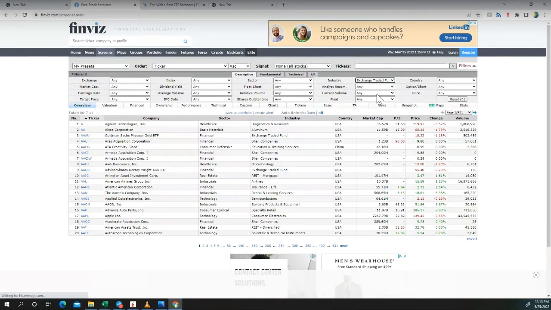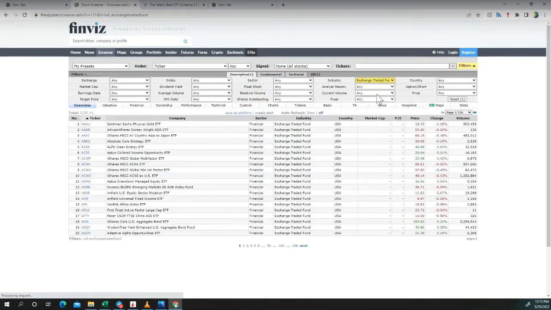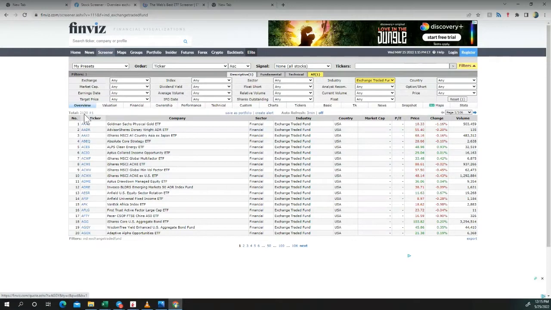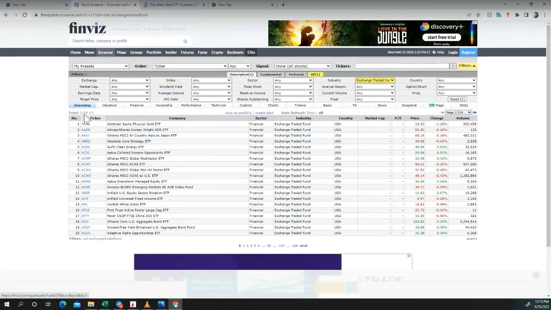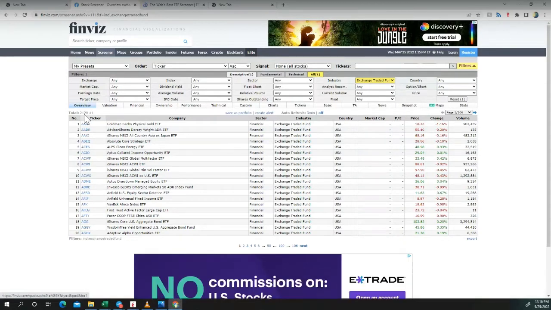So whatever comes in your screening will be specifically exchange traded funds. You can see on this list, it says exchange traded funds, and as you can see, there's 2,120 of these exchange traded funds. So there's a lot of them. And now you need to figure out which criteria you are using to filter out this ETF.